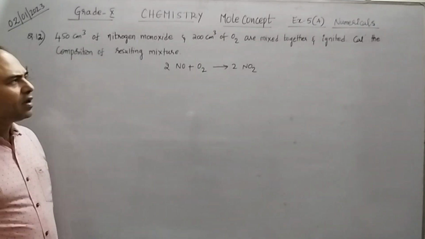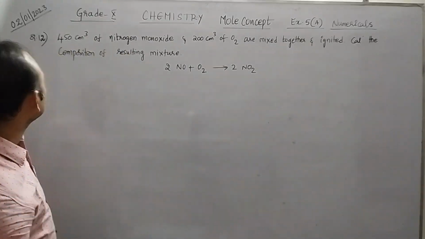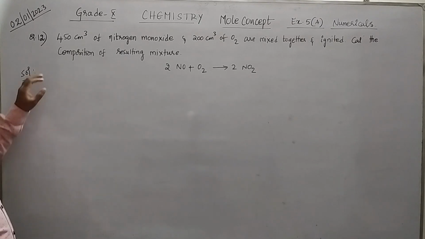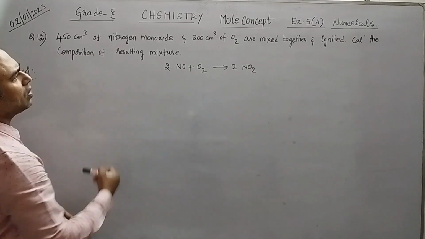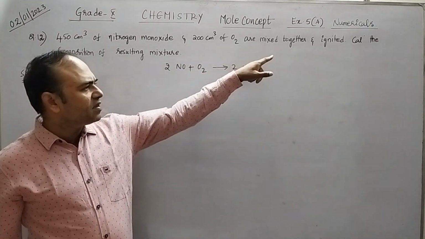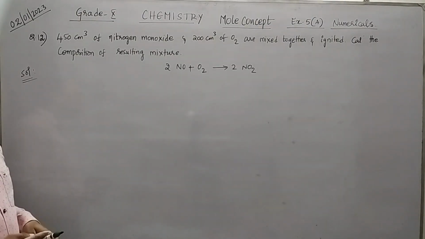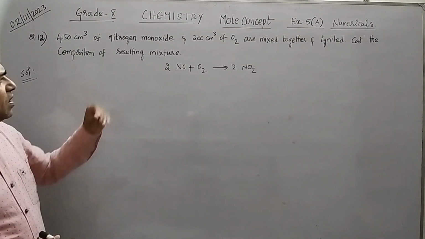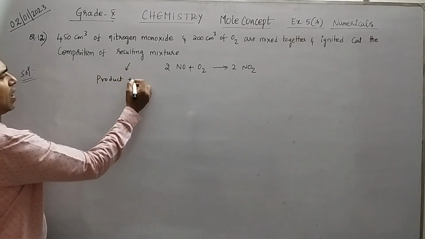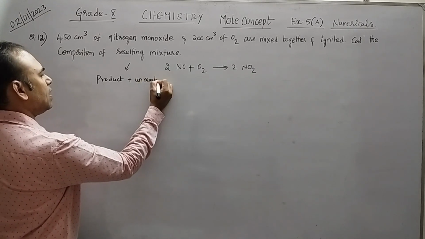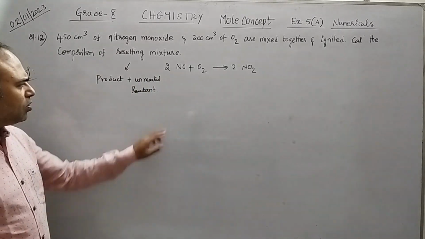Good morning, students. Today we are going to continue with exercise 5A numericals. In the last class we have done up to question number 11. Now let us see question number 12. 450 centimeter cube of nitrogen monoxide, so NO, and 200 centimeter cube of oxygen are mixed together and ignited. They are asking to calculate the composition of the resulting mixture. So what does the resulting mixture include? It includes the product as well as any unreacted reactant.